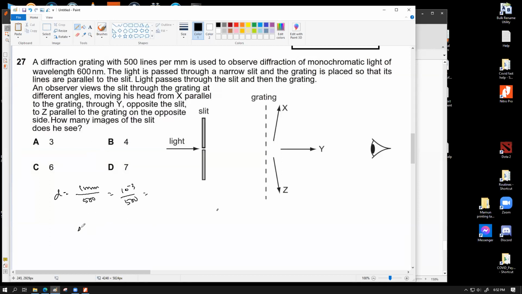And if I now go for the equation d sin theta equals n lambda, I'm trying to find out the value of n. So if I replace all these values over here, 10 to the minus 3 divided by 500, which is the value of d, theta is placed as a maximum value, which is 90 degrees, sin 90. This should be equal to n lambda. n is the unknown that I want to find out, and lambda is given over here, which is 600 nanometer. So 600 into 10 to the power minus 9.